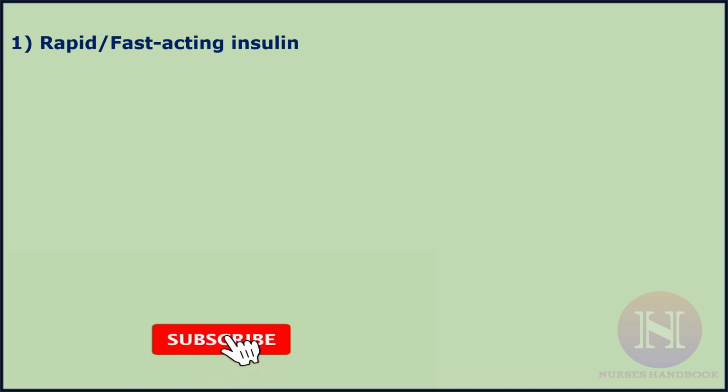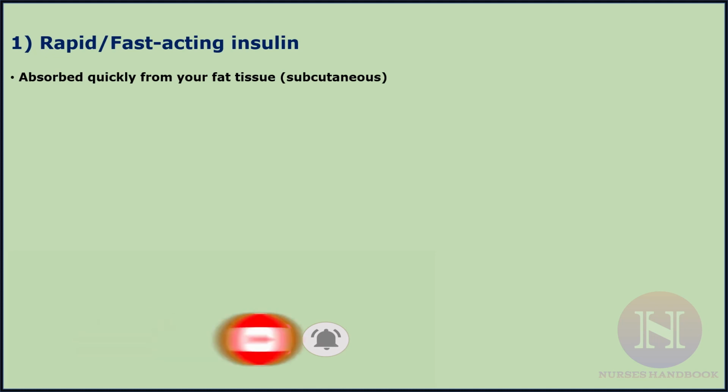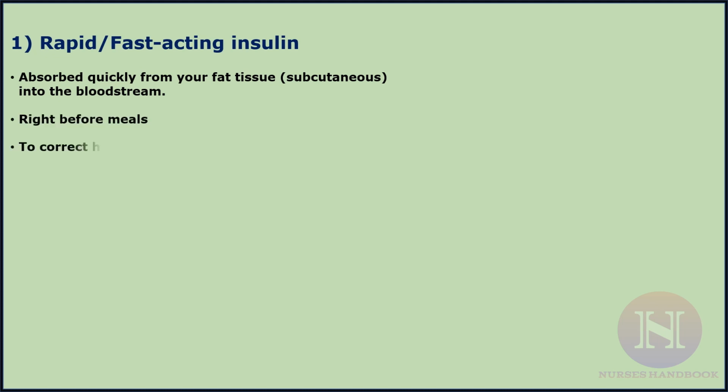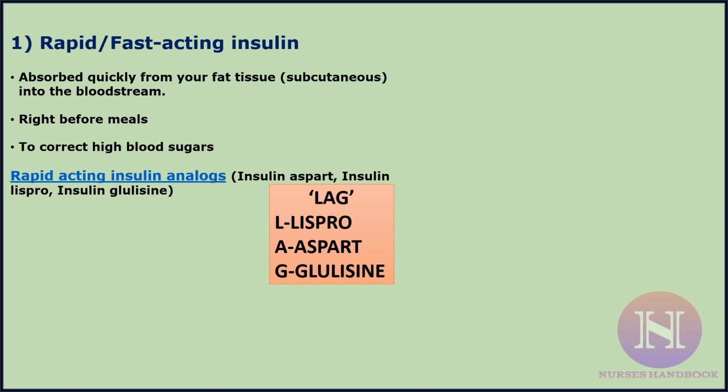Let us see the very first type of insulin, that is rapid or fast acting insulins. They are absorbed quickly from the subcutaneous tissue into the bloodstream, so it is given right before the meal. It is also used to correct high blood sugar levels, and that is why the rapid acting insulins come under the category of bolus insulins. Examples are insulin lispro, insulin aspart and insulin glulisine. And the mnemonic to learn it is LAG, L for lispro, A for aspart and G for glulisine.